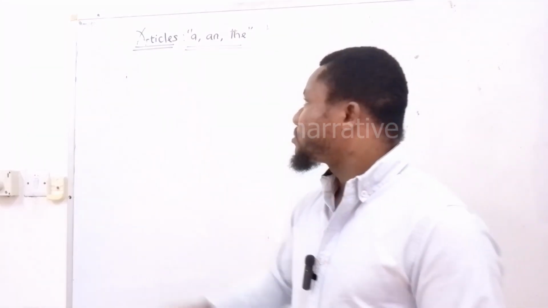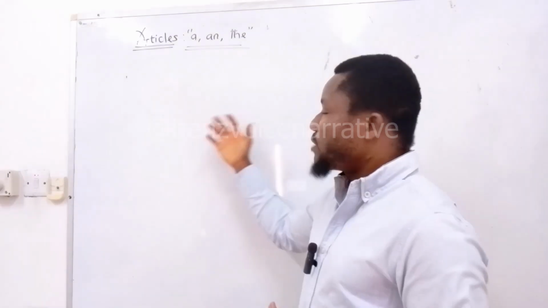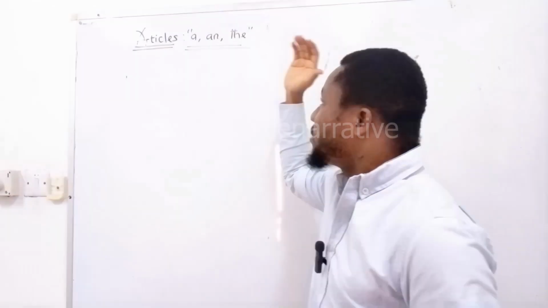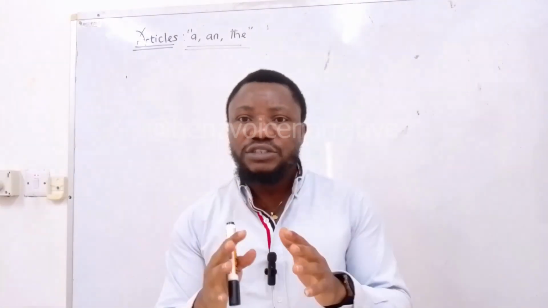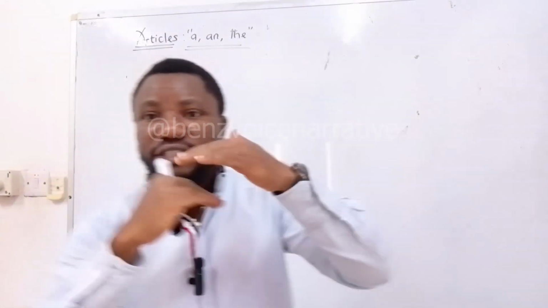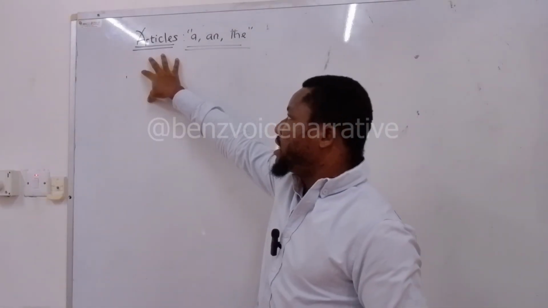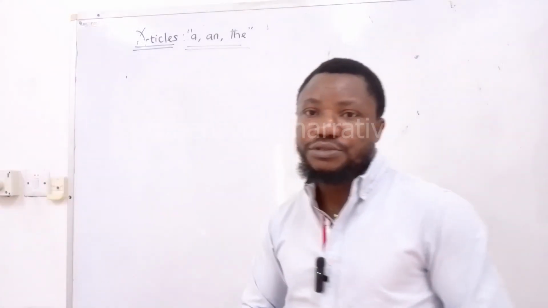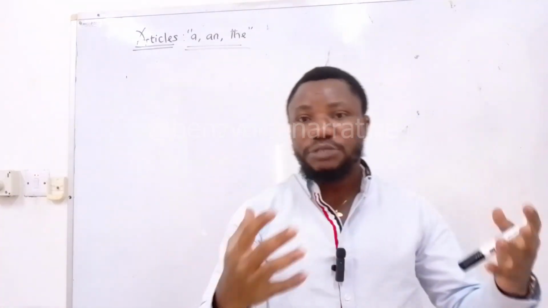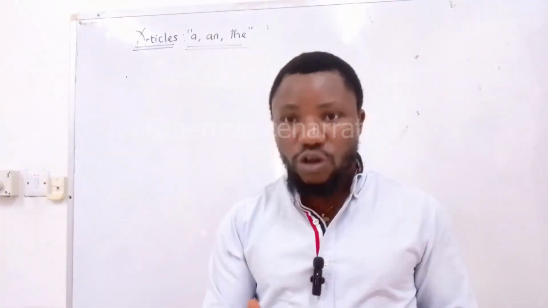Now let's get to the class. The topic is articles in the English language. Of course, we have 3 examples of articles in the English language. The first is a, we have an, and we have the. To understand whether or not articles are indeed standalone parts of speech, we need to understand the definition, the meaning, and the function of articles. Once we can do this, it will be easier to place articles where they belong.